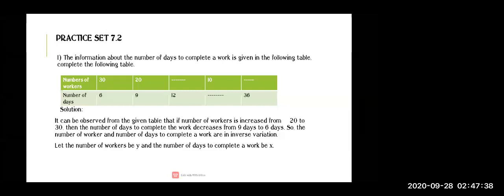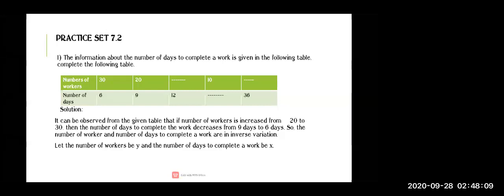By looking at the question, you have to identify which type of variation it is. So here: increasing, decreasing, decreasing, increasing. So this is which type of variation? This is inverse variation. Now the third thing, you have to find the number of workers when the number of days is 12. Next, the number of workers is given as 10, the number of days is dash, and last, the number of workers is dash and the number of days is 36.